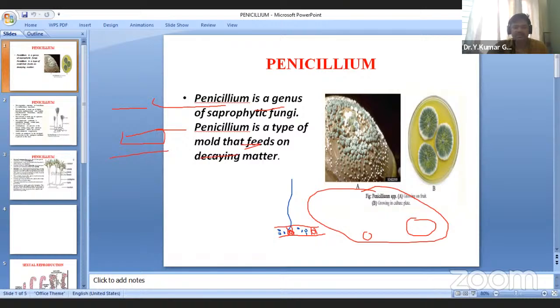Next to the cell wall, the cytoplasm is present. Actually, in the cell, after the cell wall comes the plasma membrane, and after the plasma membrane, the cytoplasm. In the cytoplasm, all the cell organelles are present. What are the cell organelles? In the previous class also we discussed. What are the cell organelles in the cytoplasm?